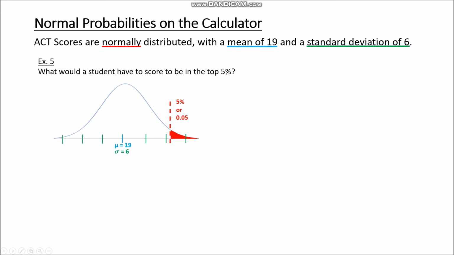Now, when we have a problem that looks like this, it's a little bit different because now we don't know what the x value is. So this isn't one where we're looking for an area. This is one where we're looking for an x value. So when we see a problem like that, we're going to go do inverse norm in that distributions menu we just looked at. When you do inverse norm, it's going to ask you for area, mean, and standard deviation.